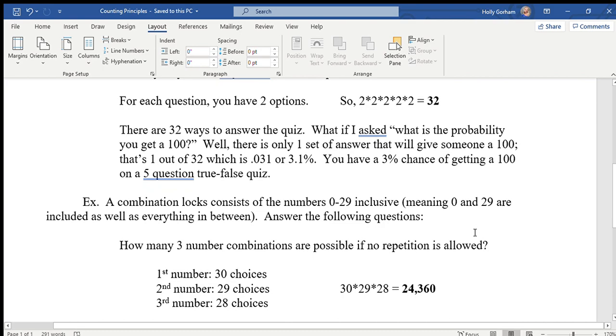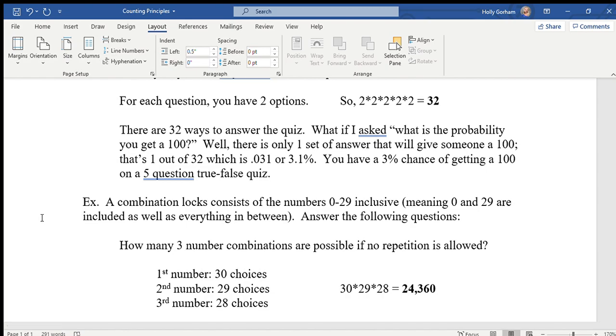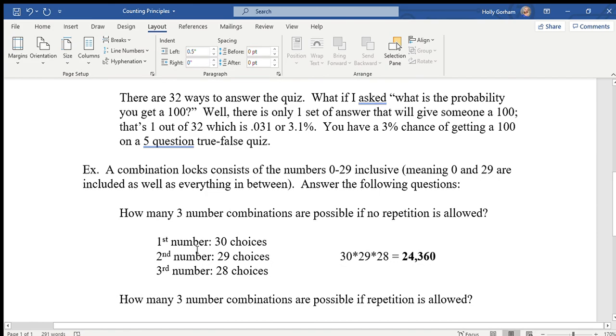The next example says a combination lock consists of the numbers 0 through 29 inclusive. What that means is that the 0 and the 29 are included, as well as everything in between. Okay, so maybe think about your locker combination. How many 3-number combinations are possible if no repetition is allowed? Meaning, what if no number is allowed to repeat?